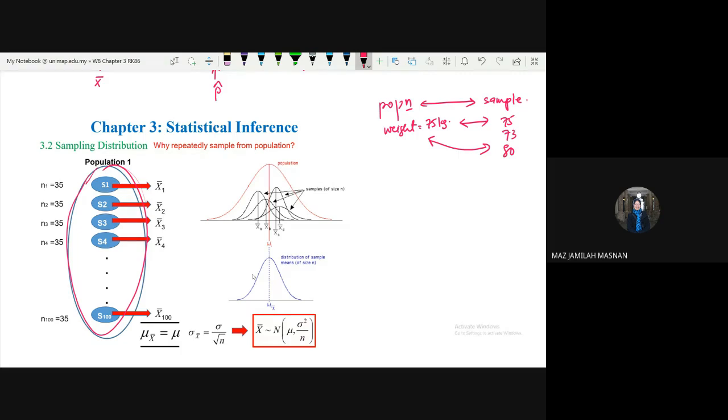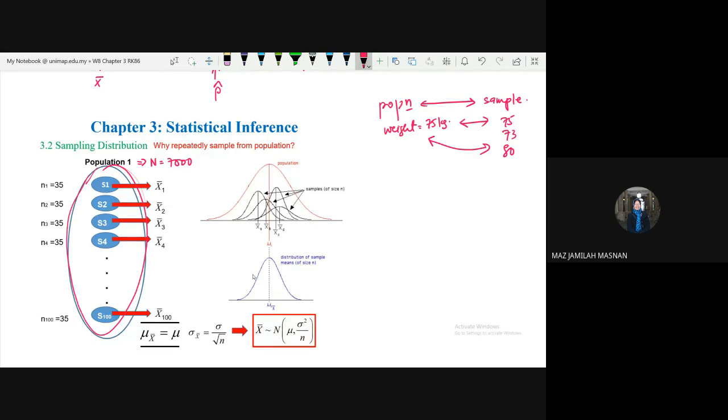So what we believe is that if we sample out from my population, let's say just put it 7,000 UNIMAP students. What happens if we need to find all the CGPA of our 7,000 students? It will be a bit time consuming. So we just sample out a few samples. In this case, let's say from the first sample, second sample, up to 100 samples.